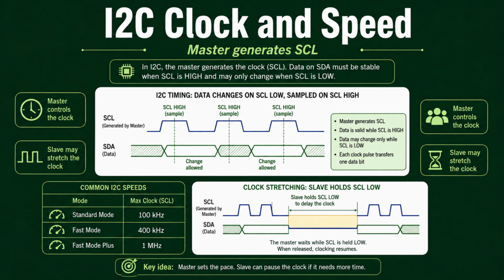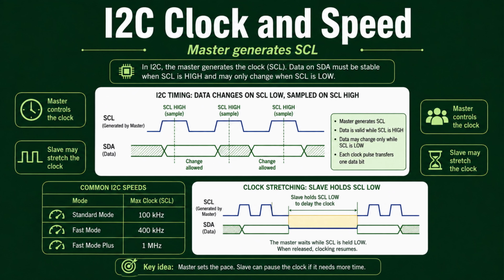During standard data transfer, SDA should only change while SCL is low. When SCL is high, the data must remain stable so that the receiver can sample it correctly. Start and stop conditions are special exceptions because SDA changes while SCL is high.